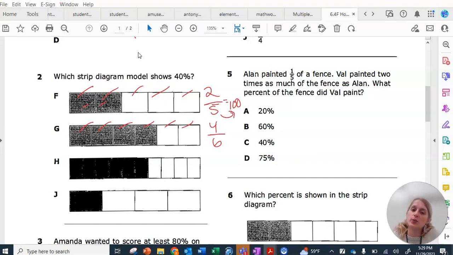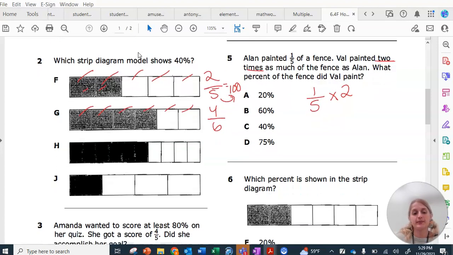Number 5, Alan painted 1/5 of a fence. Val painted 2 times as much of the fence as Alan. Well, Alan was 1/5, so Val is 2 times that much. You're going to have to multiply that, make 2 a fraction, and then change it to a fraction out of 100 before you can figure out what percent that is.